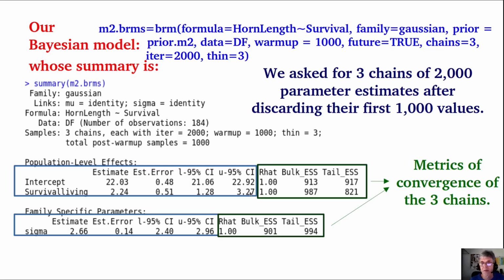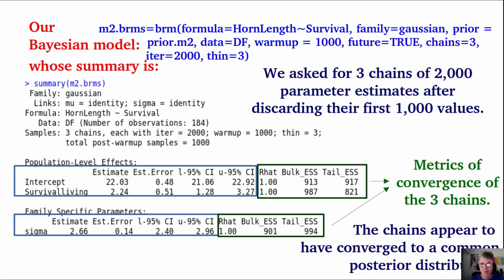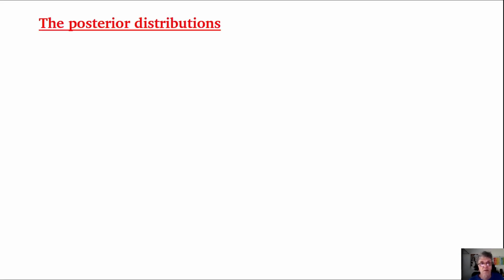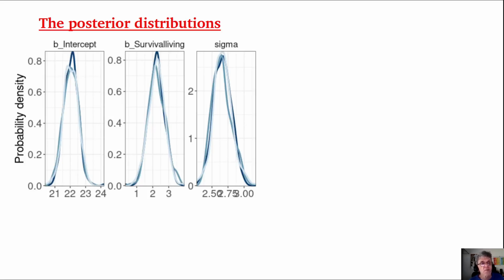The remaining part of the summary contains metrics of the convergence of the chains, the R hat, and the effective sample sizes of each of the 3 parameters. We are going to assess the chains. Although the chains appear to have converged to a common posterior distribution, we are going to assess this convergence with the usual plots. And the usual plots are the marginal posterior distributions for all parameters of the 3 chains. Notice the wobbly nature of these distributions obtained by the Hamiltonian Monte Carlo algorithm.